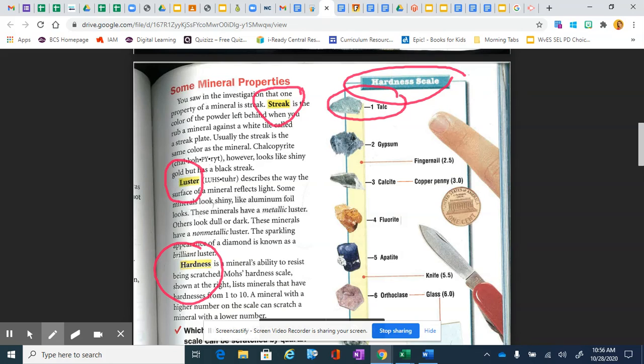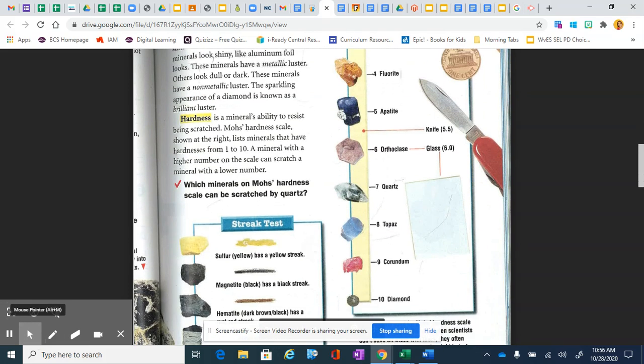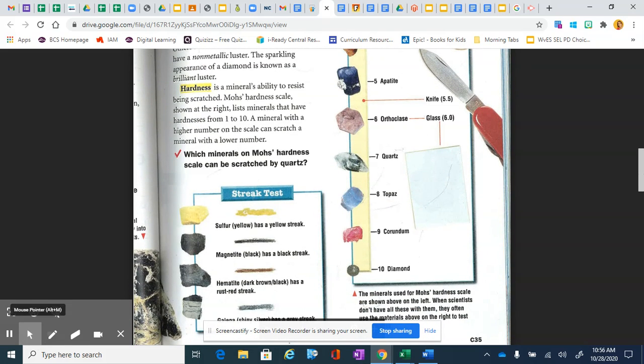talc only receives a 1. It is not very hard. If you were to scratch it on the sheet of paper like we had yesterday, it would flake. But as you look down, we have orthoclase, and it is much harder. It has a 6, similar to glass. The hardest one is a diamond, which makes sense since they're making drills out of those.